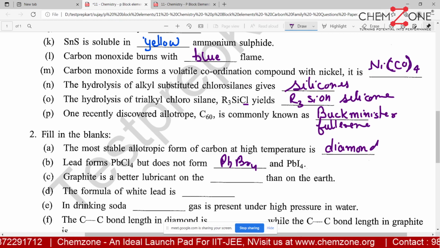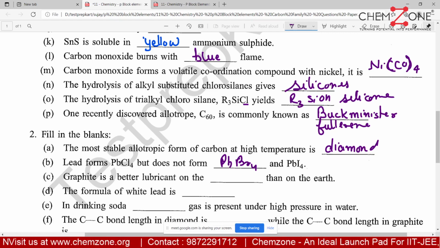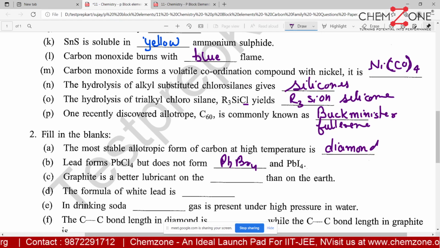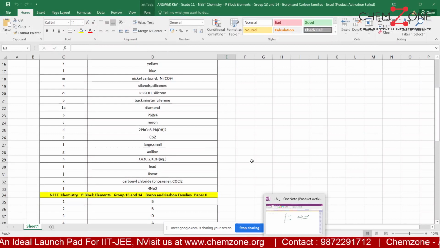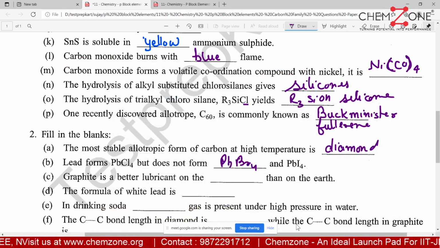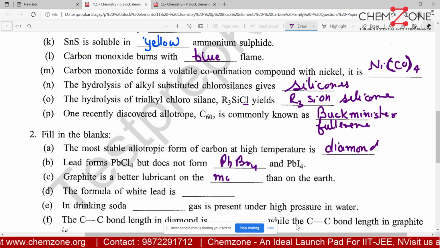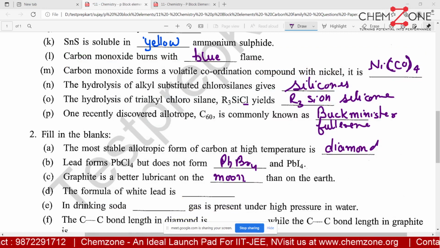Then graphite is a better lubricant than dash on the earth. Which is a better lubricant on earth? Better lubricant on the moon than on the earth. On the moon, because the gravity is less, so the friction will be less.